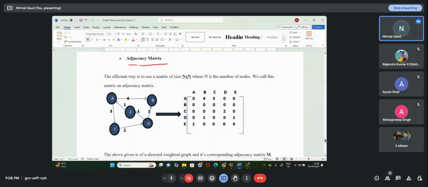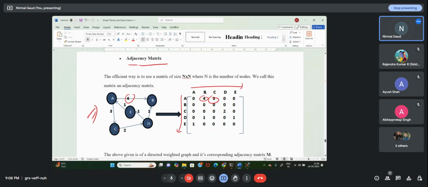Adjacency matrix. This is very simple. Take all the nodes on the rows and columns. Just consider all the vertices, and this is a directed graph. So A to B is 4. A to C is 3. Nothing else.